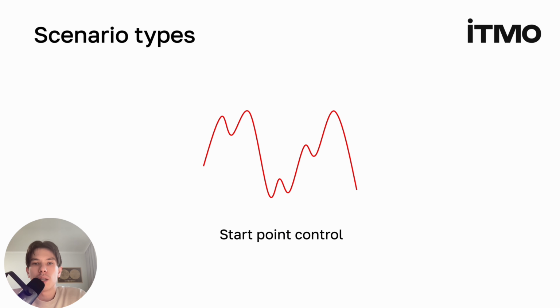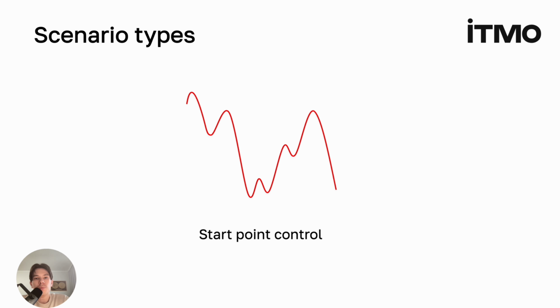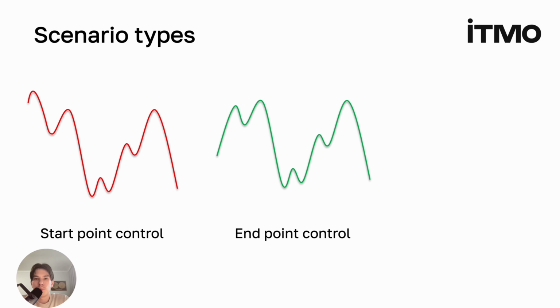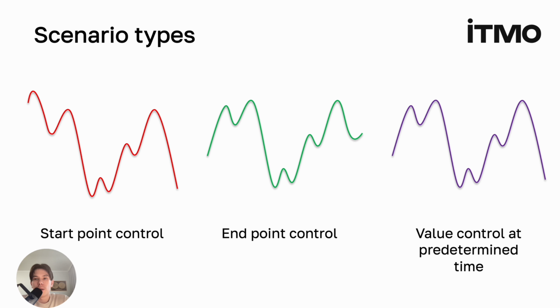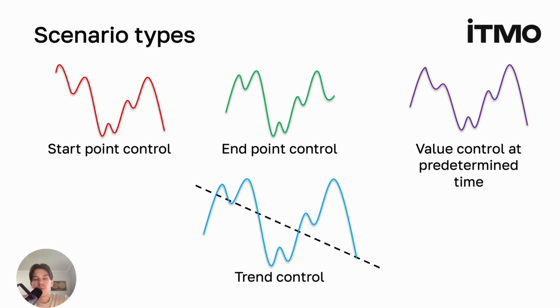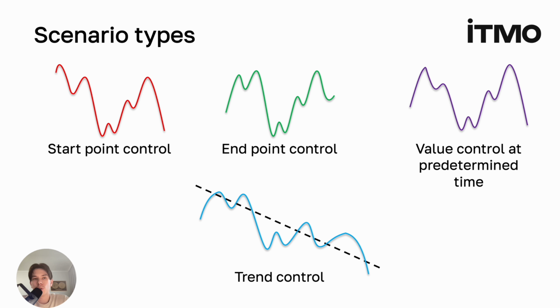The first is the start point control, which involves modifying the initial several points of the time series. The second is the end point control, which involves modifying the last several points of the time series. And we also can change any value of the time series at any time, which is so-called the value control at predetermined time. The final control mechanism involves modifying the overall dynamic of the entire time series, commonly referred to as trend control. This allows for simultaneous alteration of the dynamics at all points within the series.